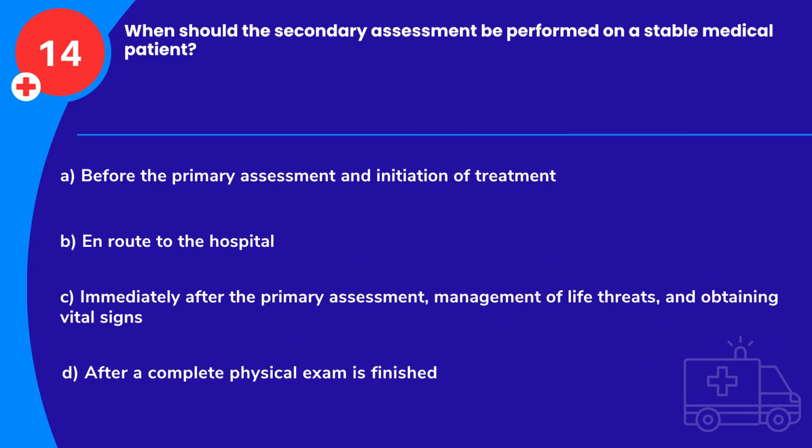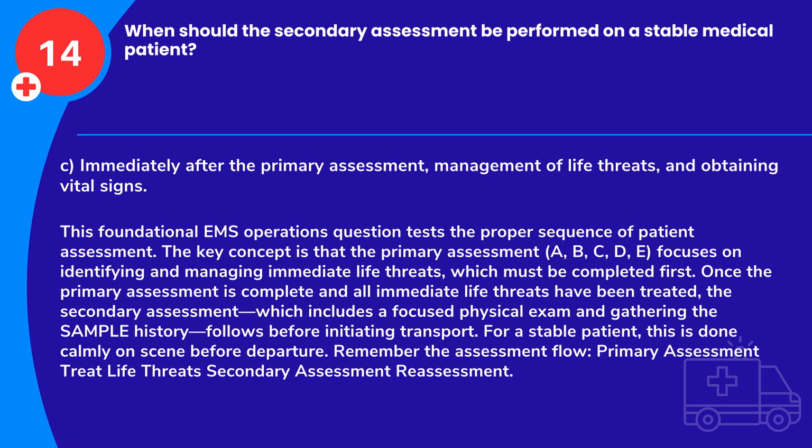Question 14. When should the secondary assessment be performed on a stable medical patient? A. Before the primary assessment and initiation of treatment. B. En route to the hospital. C. Immediately after the primary assessment, management of life threats, and obtaining vital signs. D. After a complete physical exam is finished. Answer: C. Immediately after the primary assessment, management of life threats, and obtaining vital signs.